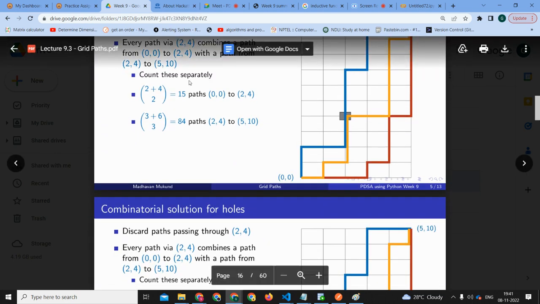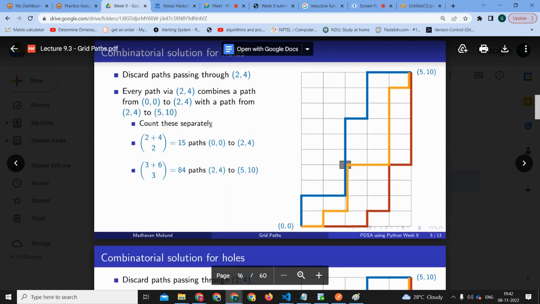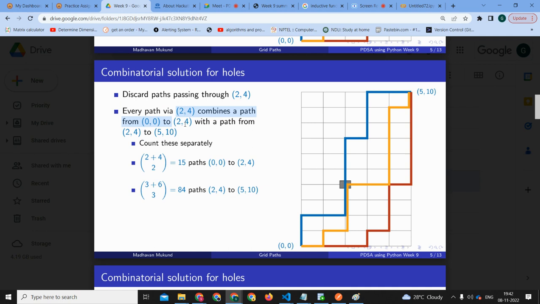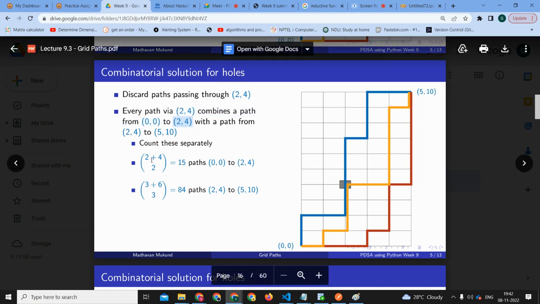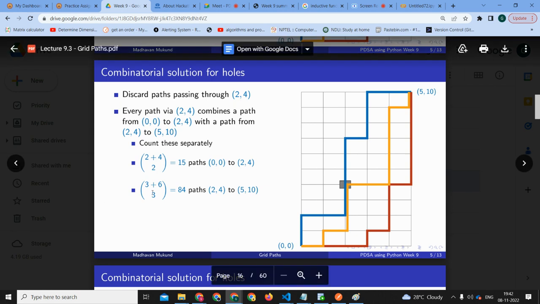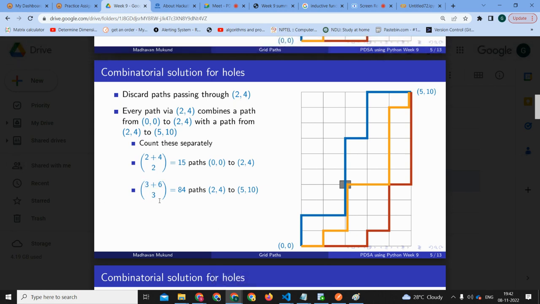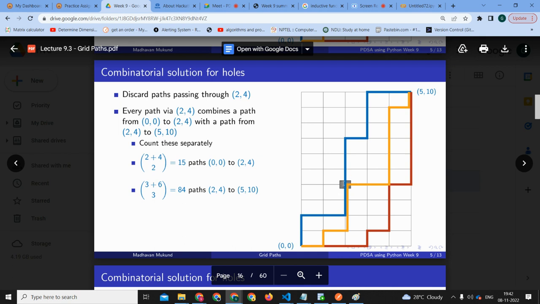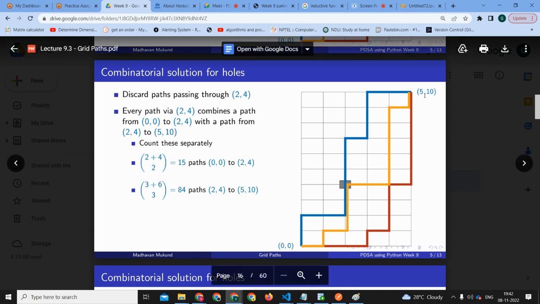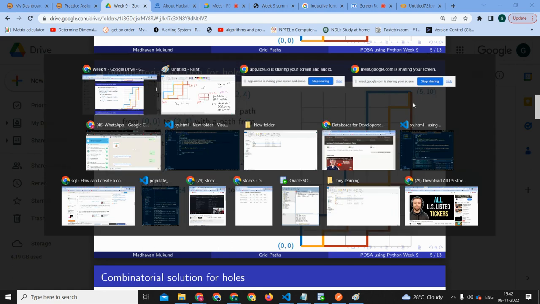We count these separately. Every path via 2 comma 4 combines a path from 0 comma 0 to 2 comma 4 and a path from 2 comma 4 to 5 comma 10. Count these separately. So this is like 6 choose 2, right? And what is this, 9 choose 3? Starting from this point, 2 comma 4 to 5 comma 10, how will we find it? It's the same, right?